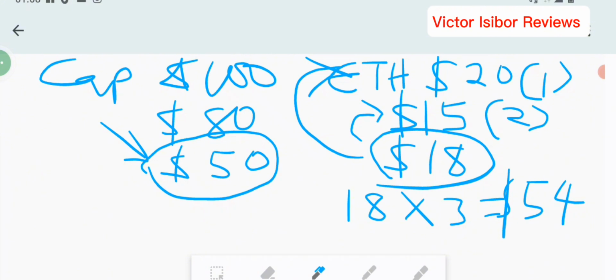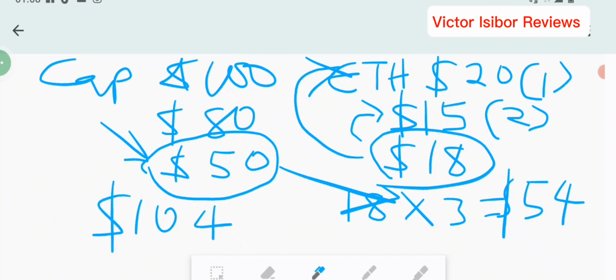You see now, $54. What we spent in buying Ethereum, 1 at $20, 2 at $15, was $50. But we sold it when the market moved to 18, all 3, and we made $54. Add this $54 to your remaining $50 capital. Your capital now becomes $104. So your capital has increased from $100 to $104, even in a bearish market.